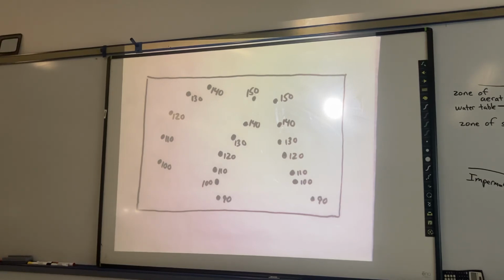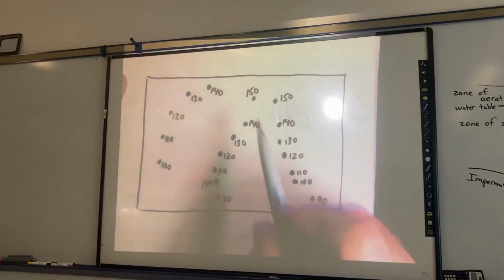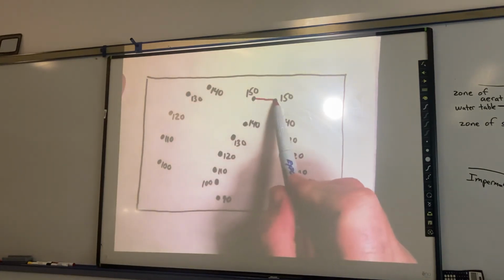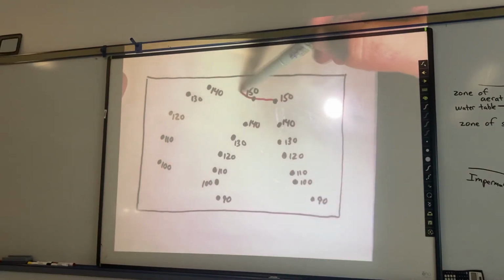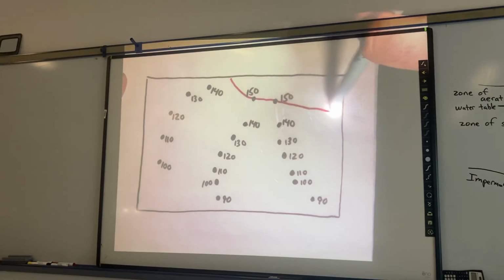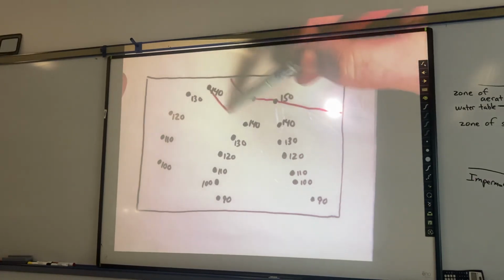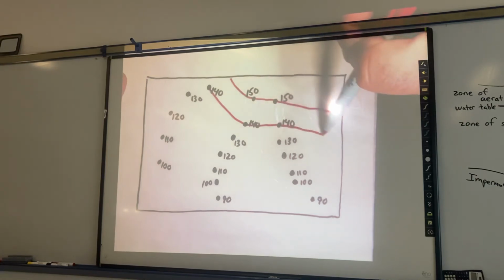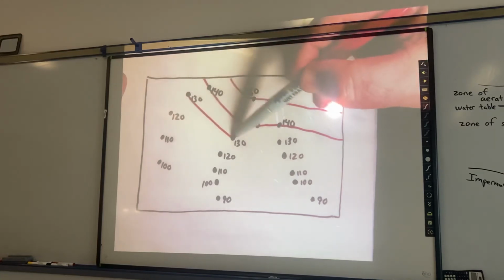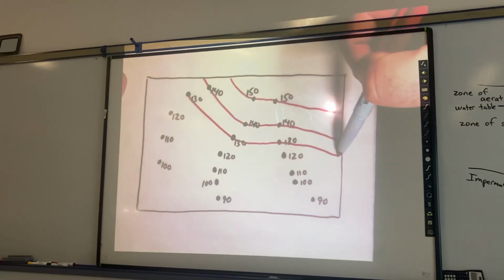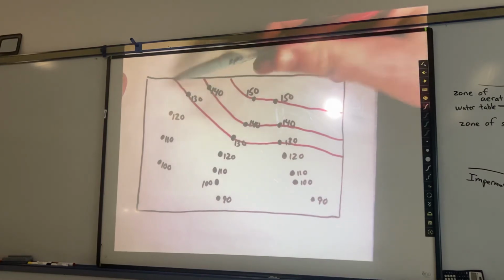All right, so on my map here, I either want to find the highest value and work down or the lowest value and work up. So let's say I'm going to do the highest value and work down. There's 150, there's 150, and I can't just let them die there, so they're going to go off the side of the map like this. Next, 140, 140, 140, and it goes off the side of the map like that. There's 130, 130, 130, and then I go off the side of the map like that.